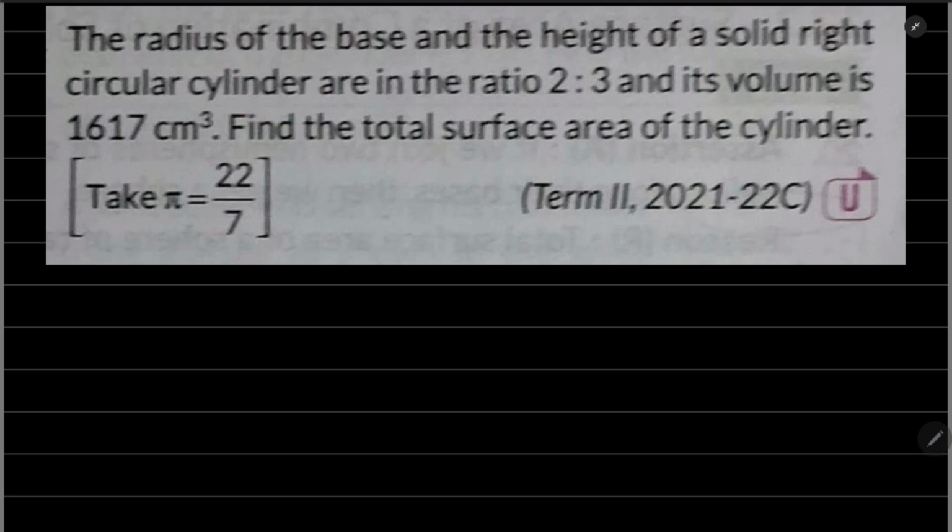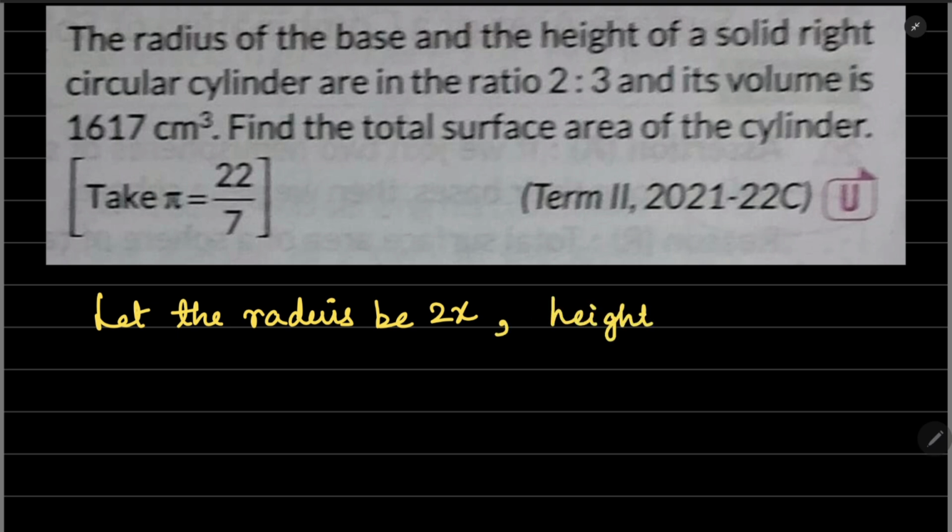Okay, so since the ratio of the radius and the height is given, let the radius be 2x, because whenever the ratio between the radius and the height is given, it's just the ratio, so you do not know what is the value of x here. So let the radius be 2x and the height be 3x.